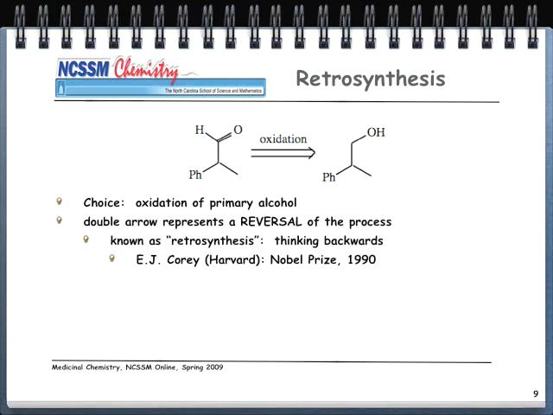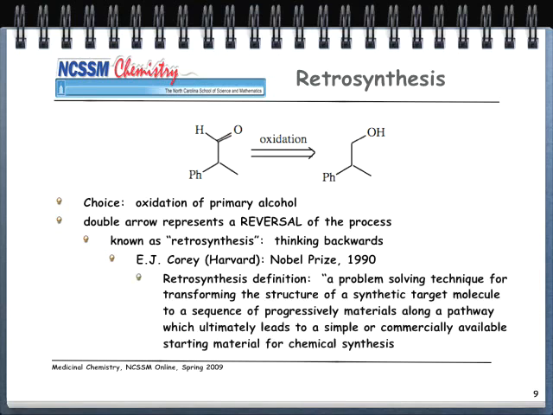So this is a fairly recent procedure or thought process, okay, and here's a retrosynthesis definition. Problem-solving technique for transforming the structure of a target molecule to a sequence of progressive materials along a pathway, which leads to a simple or commercially available starting material for chemical synthesis. That's E.J. Corey's definition. Basically, it means retrosynthesis is working backwards.